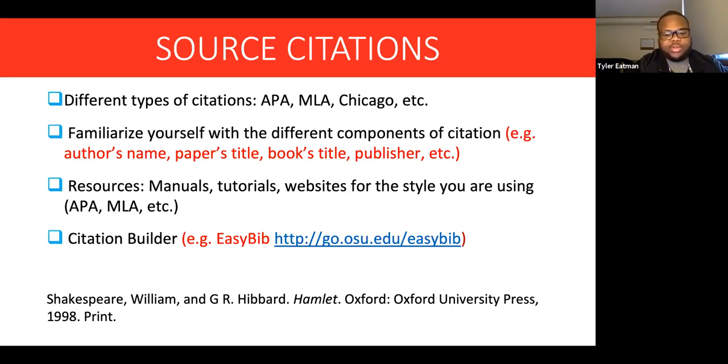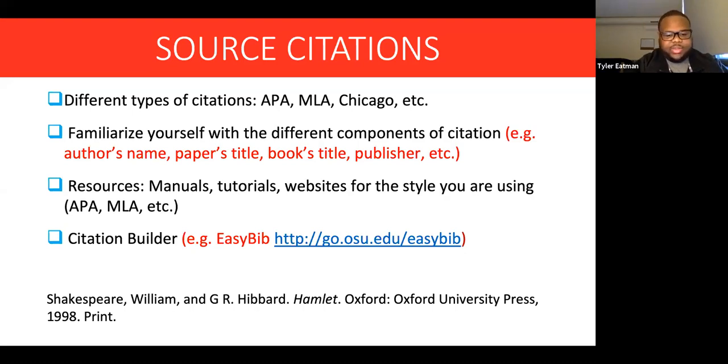And then next, there are resources. There are manuals, tutorials, and websites for the style you are using, for APA, MLA, Chicago, and other things as well. A great one to utilize is Purdue OWL. I know I utilized that a lot when writing my sources down so I could cite them.